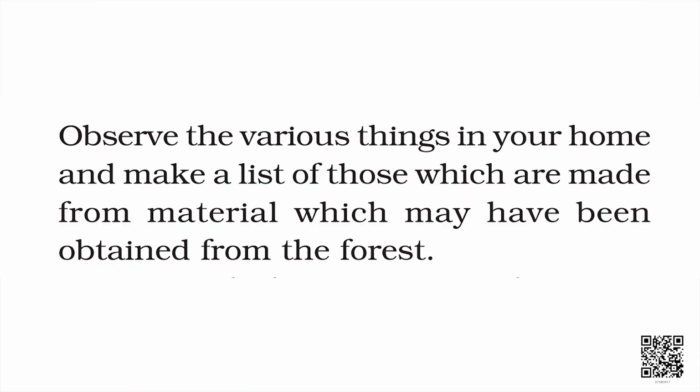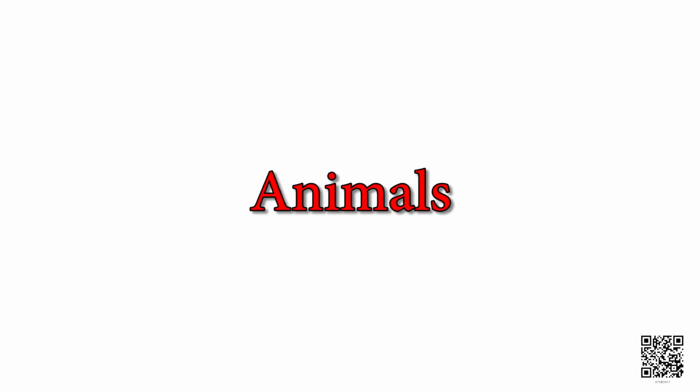So students, while we are talking about the components of the forest, that is the plants, and we have also talked about the structure of the forest, let us perform this small activity, that is activity 17.1. So in this activity, we have to observe the various things in our home and we have to make a list of those which are made from material which may have been obtained from forest. For example, I can give you a hint also that matchsticks, it is made up of wood and wood is procured from forest. So let us move forward with our chapter and talk about the second component of the forest, that is animals.